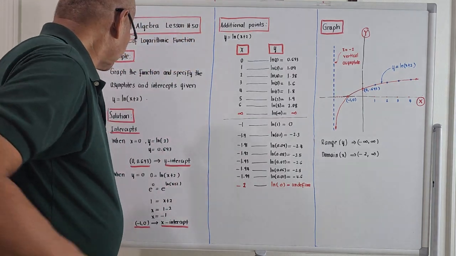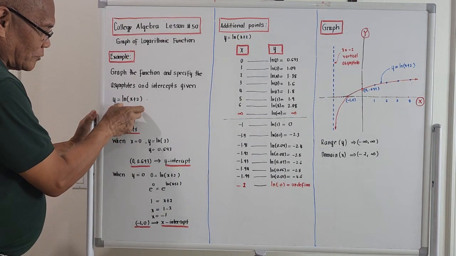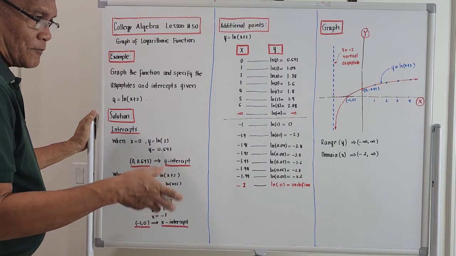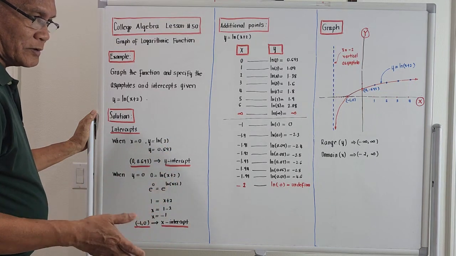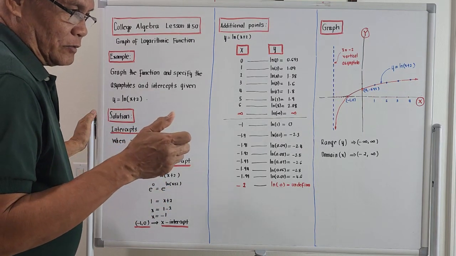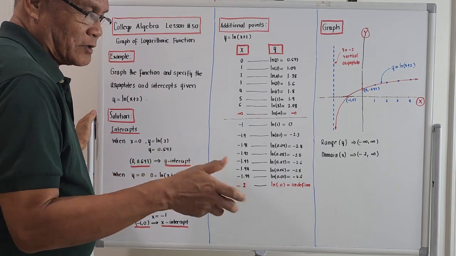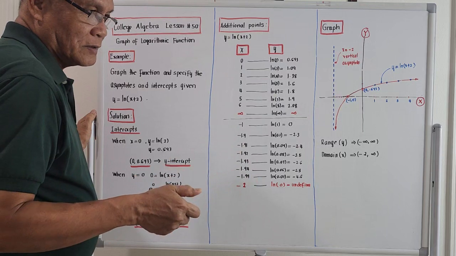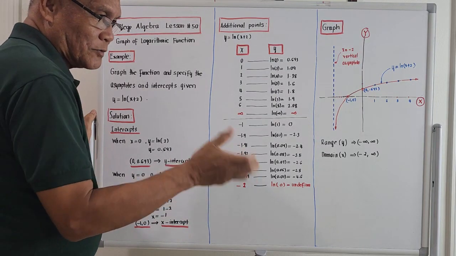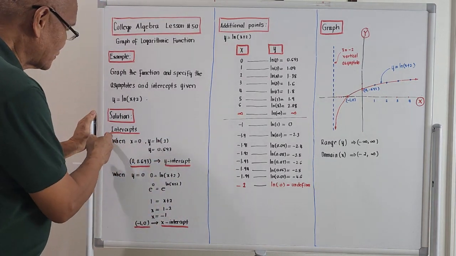Okay, let's proceed. The given equation is y equal to the natural logarithm of the quantity x plus 2. If we try to bring out the graph of this one, there should be a solution. The solution is where the location of the so-called y-intercept and x-intercept is, if there are any. So the first step to plot the graph of this one is to solve for the intercepts.